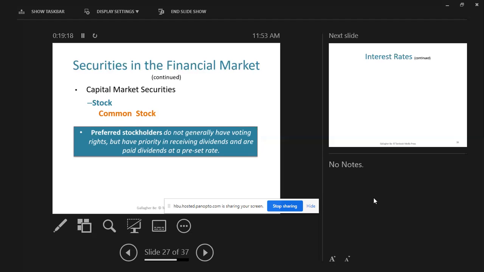Preferred stockholders will get the right to claim the residual assets before common stockholders if the company goes bankrupt. If the company goes bankrupt, the preferred stockholders will be paid before common stockholders.